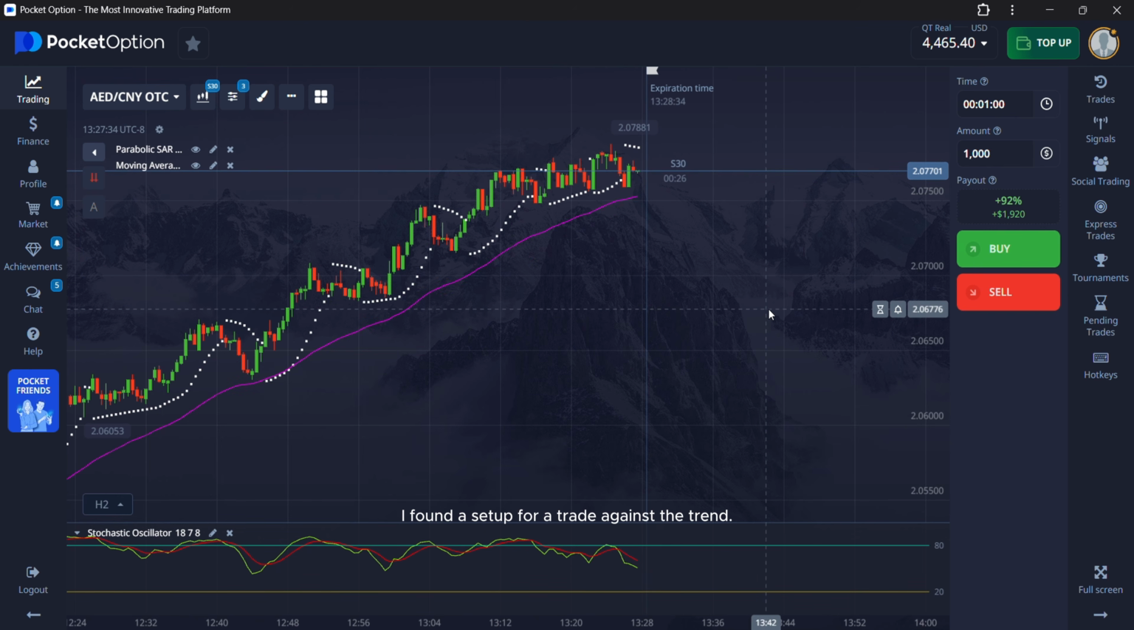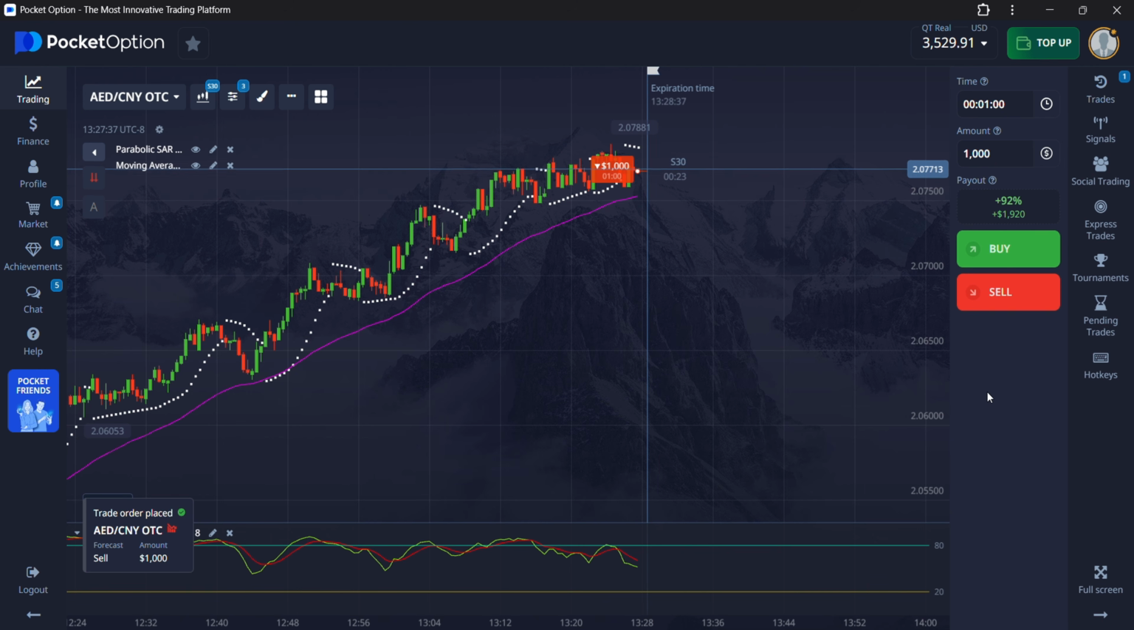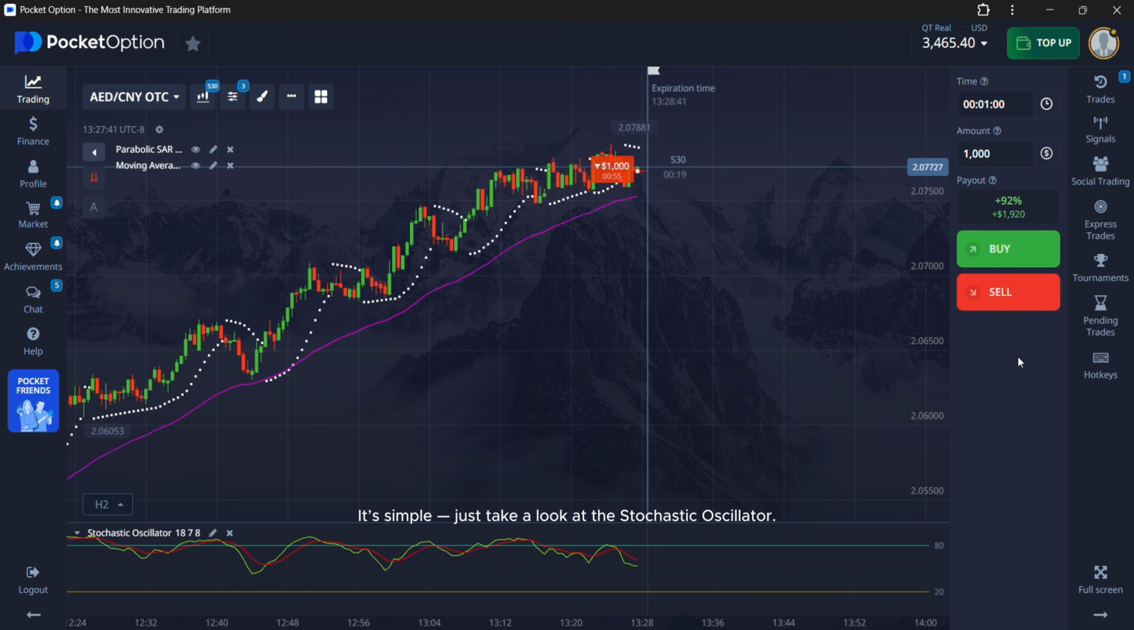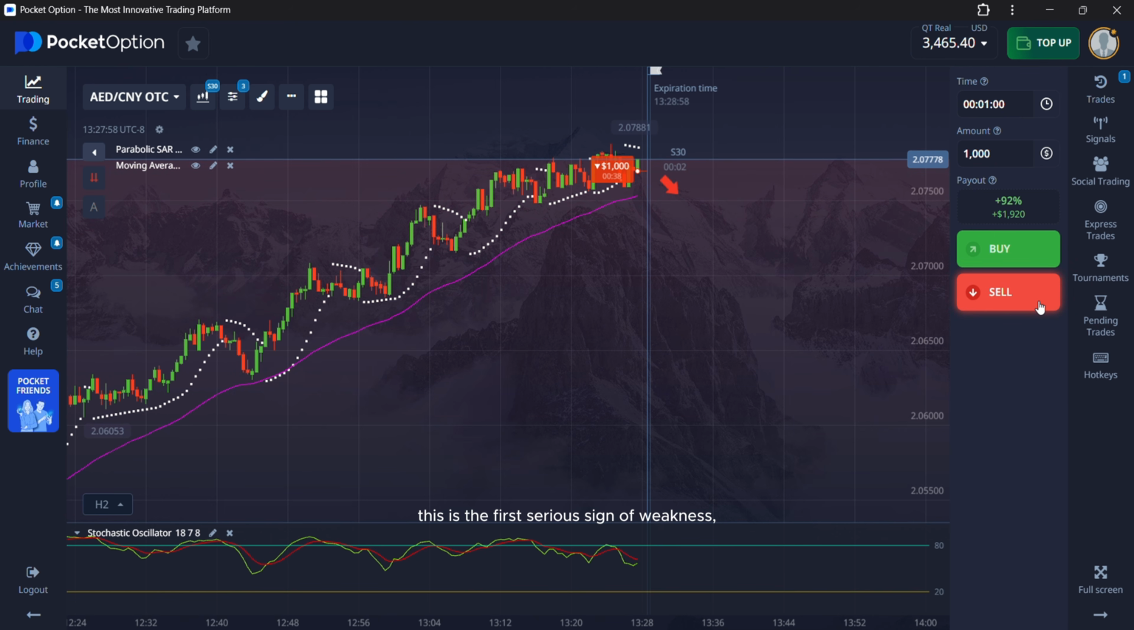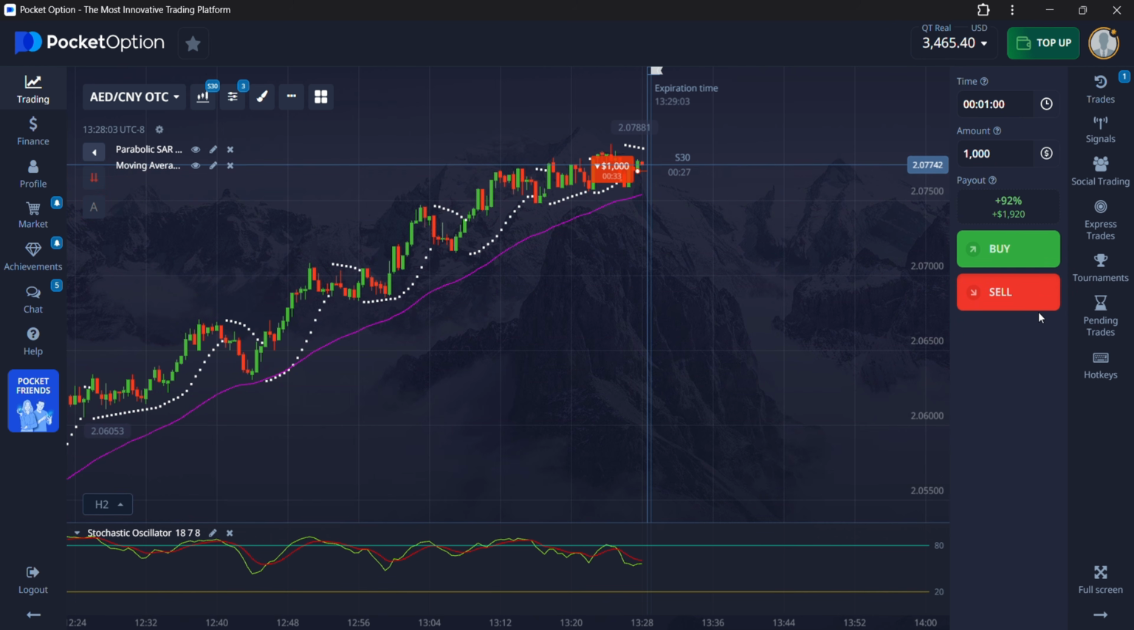I found a setup for a trade against the trend. You might ask, why go against the trend? It's simple. Just take a look at the Stochastic oscillator. It failed to break through the overbought level at 80 and started turning downward. Previously, the indicator repeatedly went above 80, confirming the strength of the upward momentum. But now, this is the first serious sign of weakness, suggesting a possible correction or even a trend reversal. That's exactly why I'm opening a trade down, despite the overall uptrend.